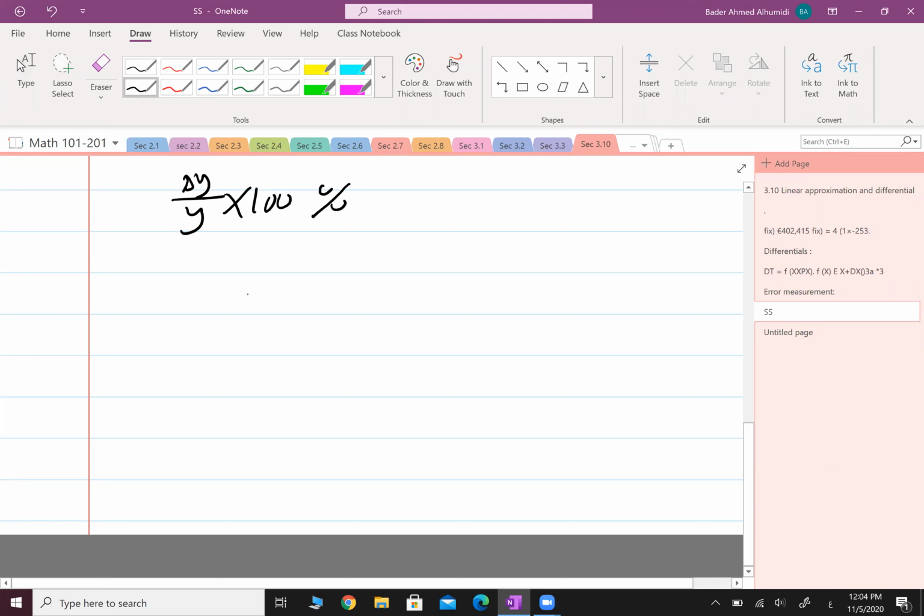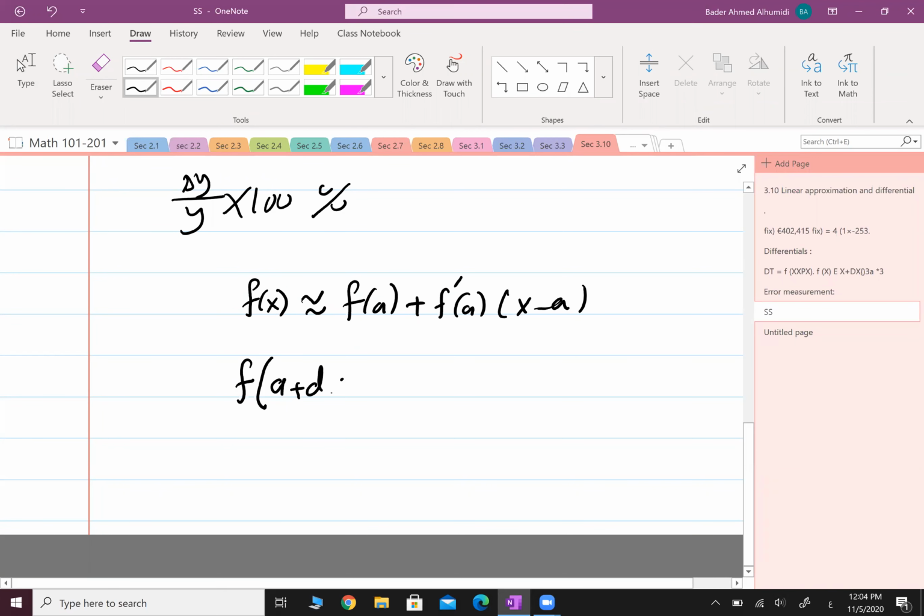We noticed we said that L of x, the linear approximation, is written as f of a plus f prime of a times x minus a. This can be rewritten if we allow x minus a to be dx, then x will be a plus dx, and L is approximately equal to f of a plus dy evaluated at x equal to a. These are the main points we discussed in this lesson.